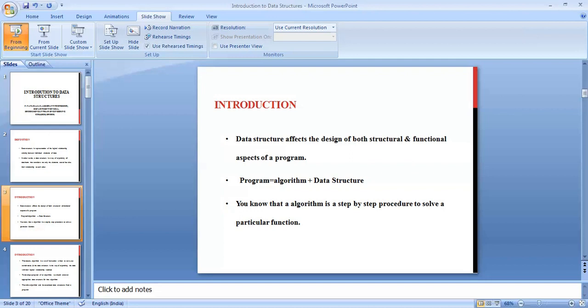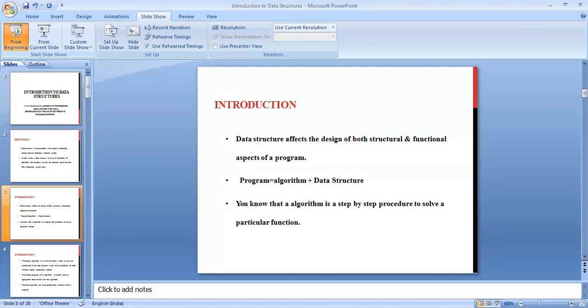So a program is equal to algorithm plus data structure. You know that an algorithm is a step-by-step procedure to solve a particular function. With that algorithm, we take data: we give some input and we get some output. So that is algorithm plus data structure. Then only we will get it as a program.